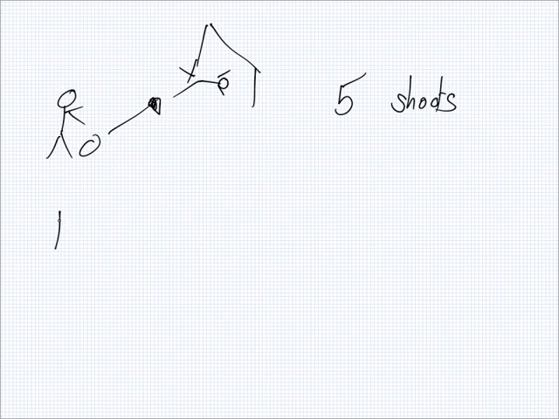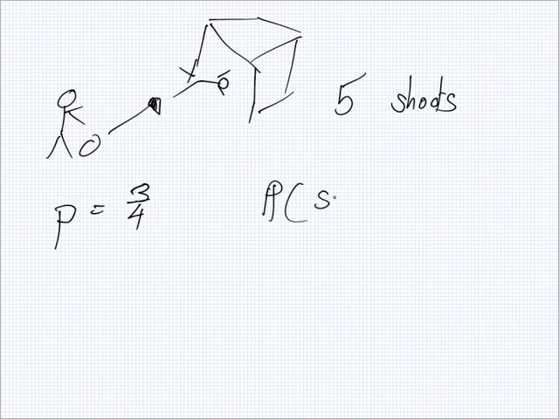Anyone want to give me what they feel is a good number for the probability of scoring a goal? Better than a half. Maybe not that good. Maybe more like 3/4. So my question is, he shoots 5 times. I want you to tell me the probability that he will score 3 goals. Okay, so I want everybody to try and calculate this.